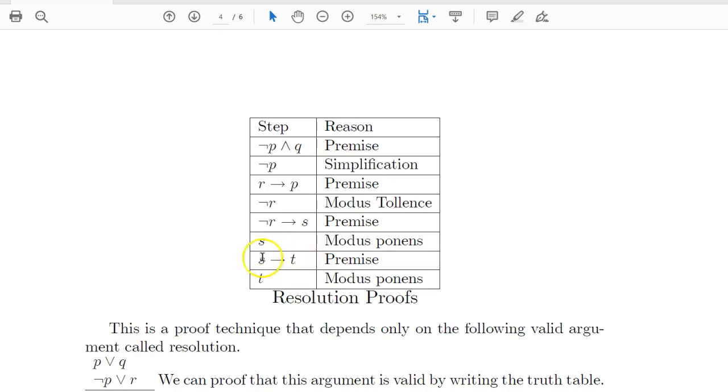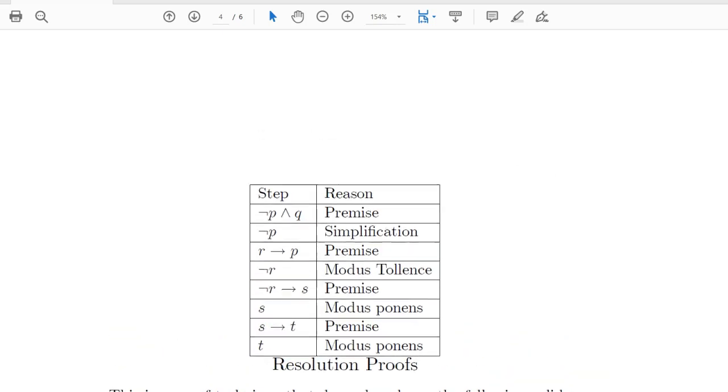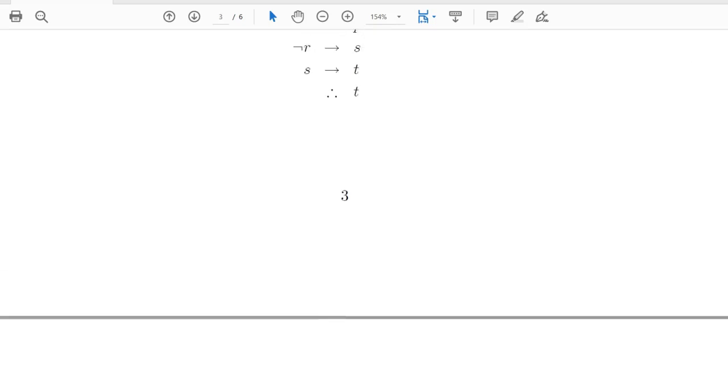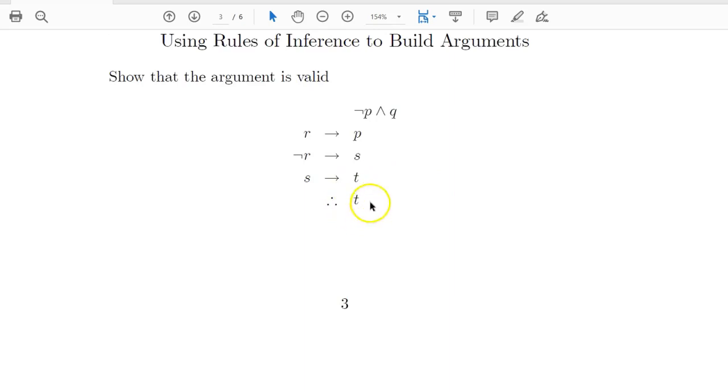We have this premise given in the example. Now apply modus ponens: S, if S then T, and therefore T. And this is the conclusion that we wanted to prove. So the conclusion is true. When all premises are true, we prove that the argument is valid.